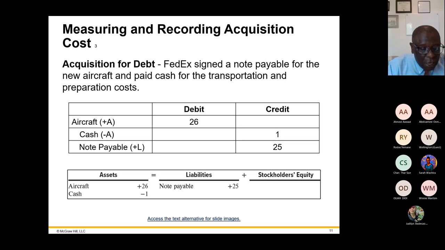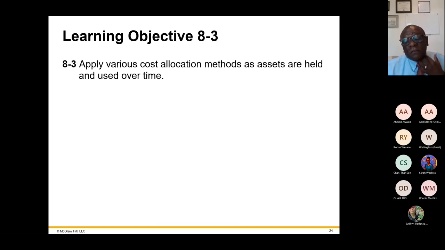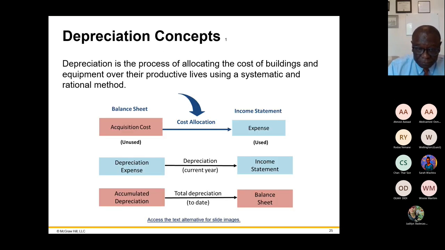What I want to point out again now is that we should look at the depreciation itself. Depreciation. We look at the depreciation and then you learn how to go ahead with the depreciation value, applying various cost allocation methods. We have three of them. You have to learn those three and know how to calculate them based on those three.